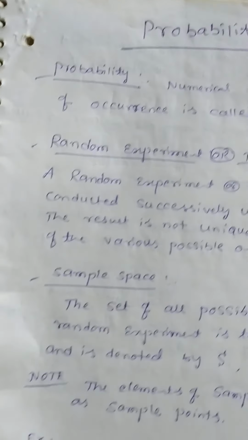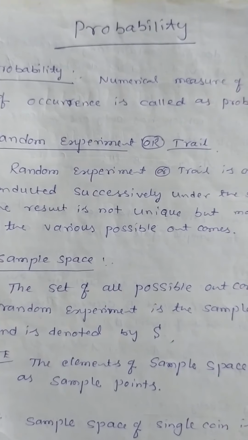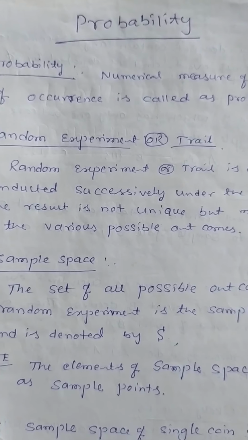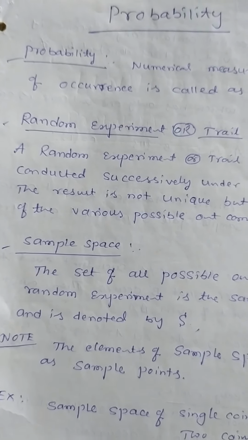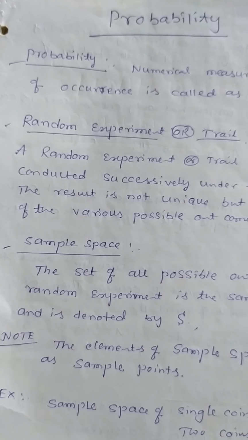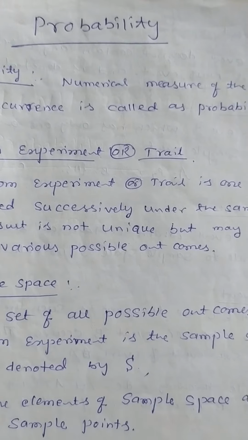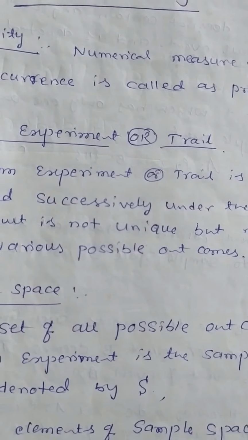Okay. Next one is random experiment, or we can call it a trial. A random experiment is one which, when we conduct it repeatedly under the same conditions, the result is not unique. Result is not unique means we will get different results.